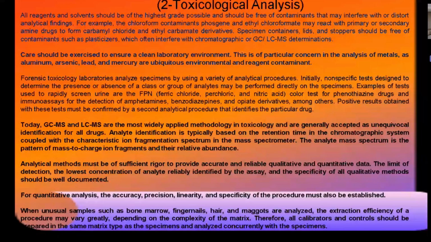Like chloroform, it contains phosgene and ethyl chloroformate. It may react with primary or secondary amine drugs to form carbonyl chloride and ethyl carbamate derivatives. So our containers should also be free of contaminants. They shouldn't have anything that will interfere with the results of our chromatographic or spectrophotometric tests. GCMS is a chromatographic test. If there is any change in the wavelength or color change, it will not be detected properly.